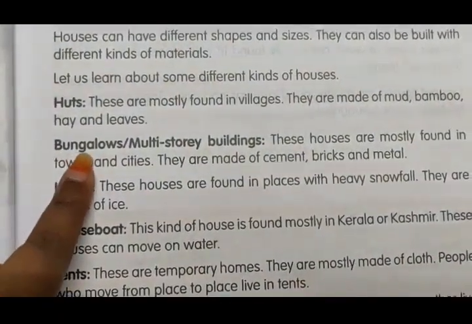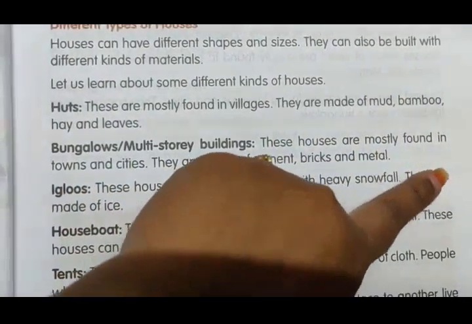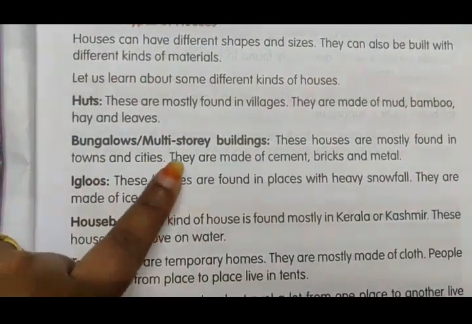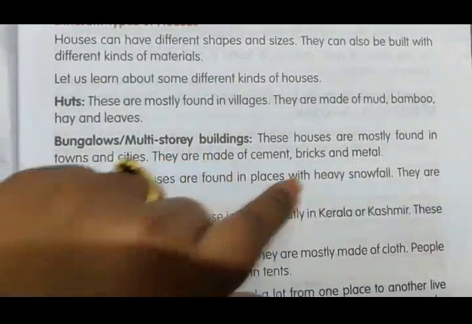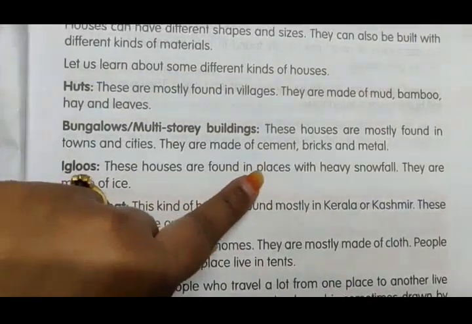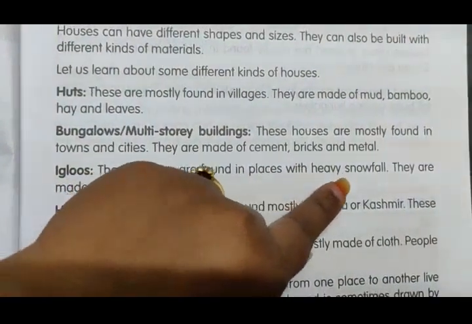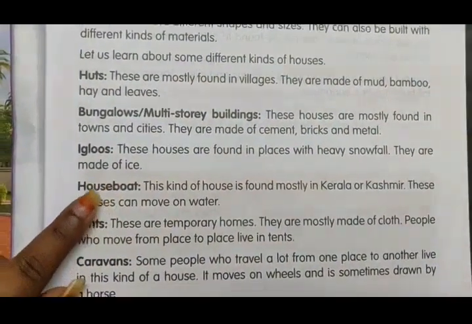Second one is bungalows, multi-storey buildings. These houses are mostly found in towns and cities. They are made of cement, bricks and metal. Igloos. These houses are found in places with heavy snowfall. They are made of ice.